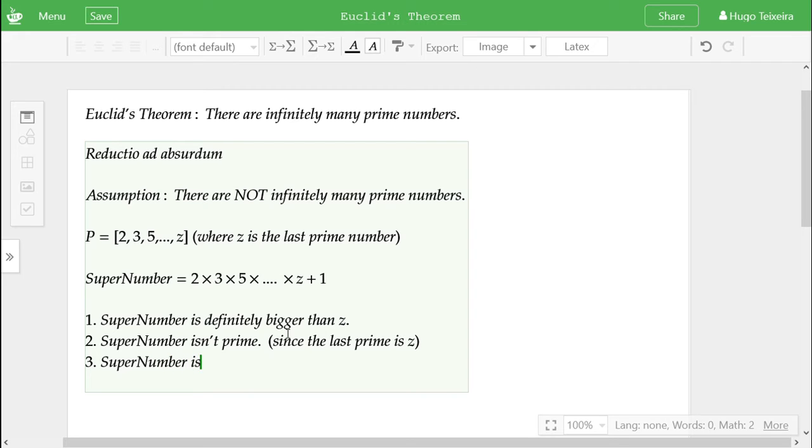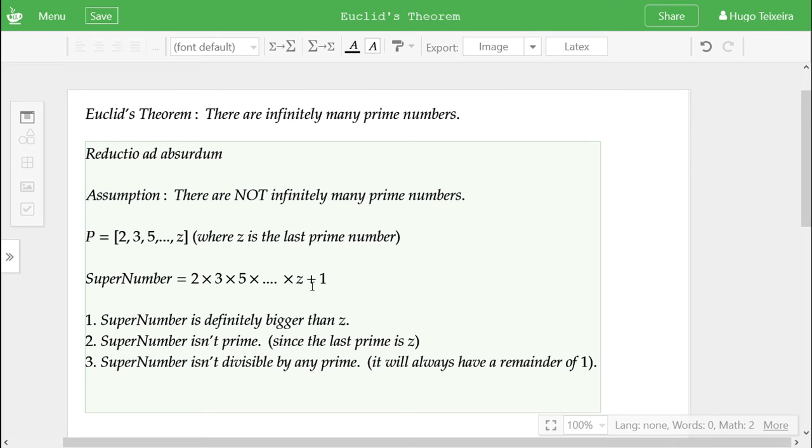Thirdly, it's not divisible by any other prime numbers, because supernumber divided by any number in the set P will have a remainder of 1. So it would always have a remainder. And last, according to number 3, supernumber must be a prime number.